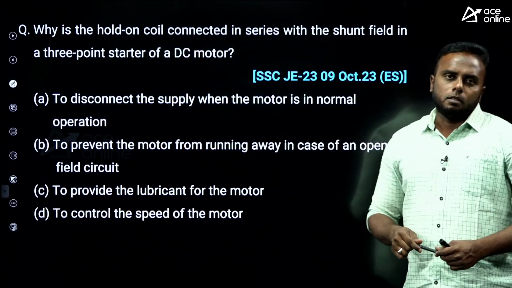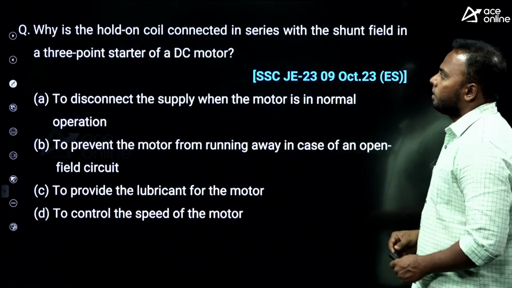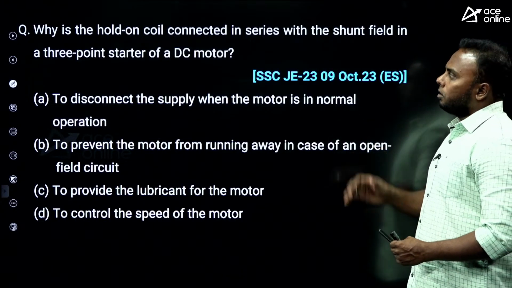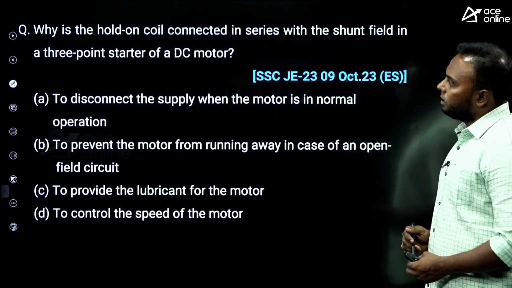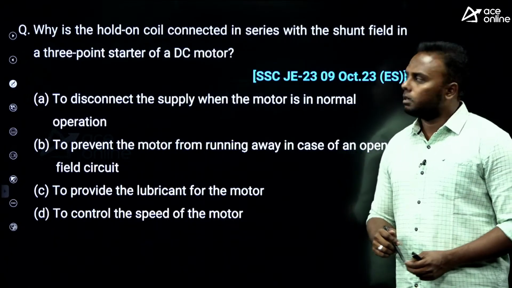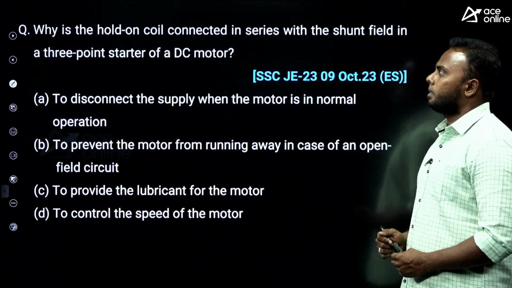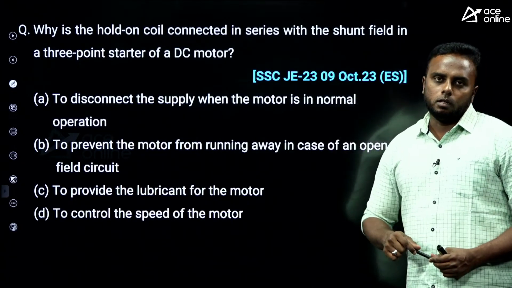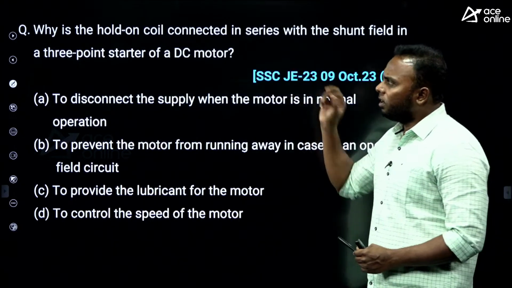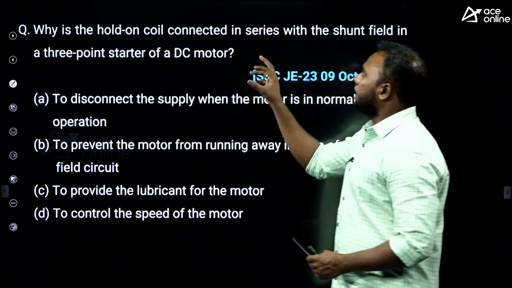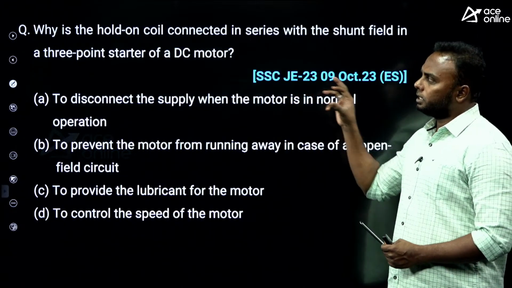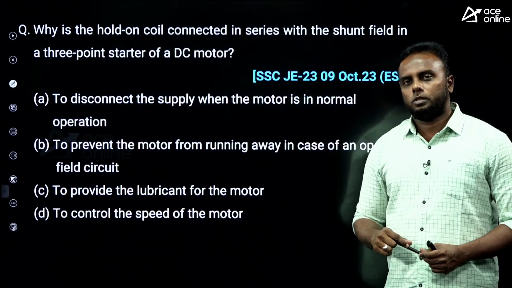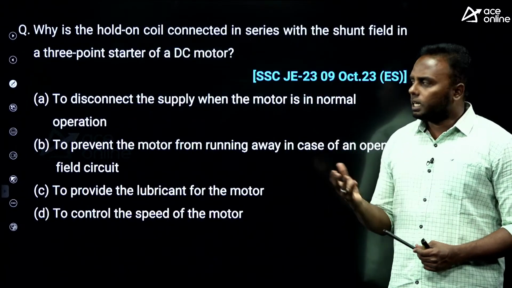This is from starter. Read the question. Why is the hold-on coil connected in series with shunt field in a 3-point starter of a DC motor? So we connect holding coil, we call, or hold-on coil, connected in series with shunt field winding in a 3-point starter of a DC motor. So why we connect? And what is the advantage of that?